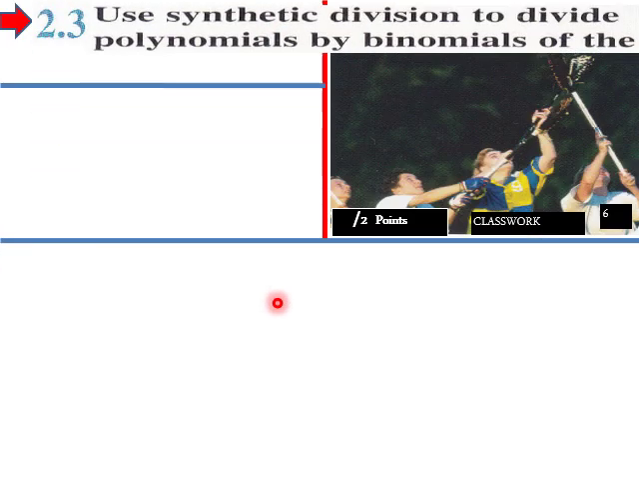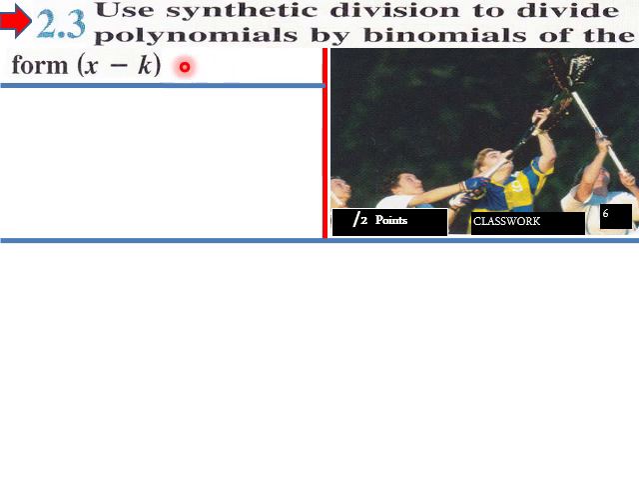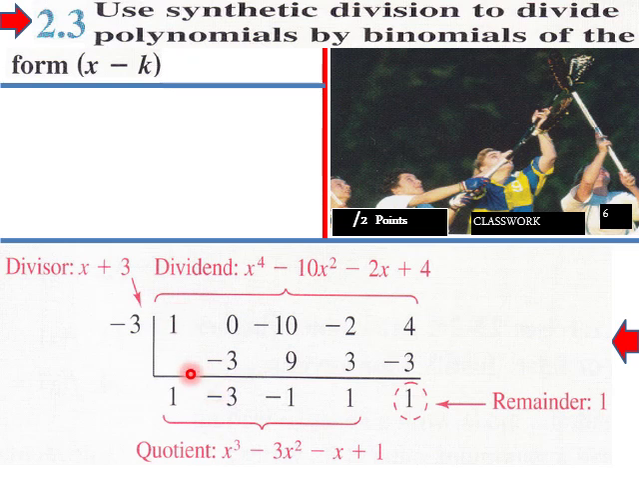Okay, 2.3. Use synthetic division to divide polynomials by binomials of the form x minus k. So here is an example of synthetic division of x plus 3. You change the sign of your divisor, and then you lay out your polynomial like this. Drop down, multiply, put up, combine, multiply, combine, multiply, put this here, combine. Then you have a remainder of 1.